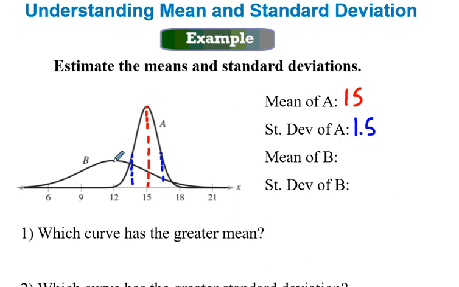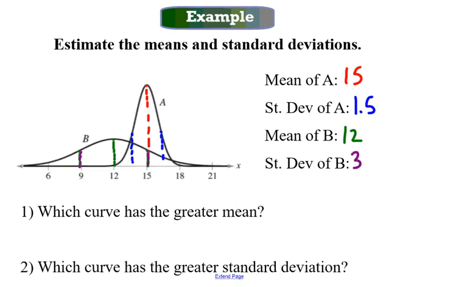B, its mean looks to be centered around 12. Its standard deviation, again, a little difficult to say. I would mark it for you on an assessment or something like that. But appears to probably be around there. I'll use purple. Looks to be about 3 each way, so maybe I'd say the standard deviation is 3.